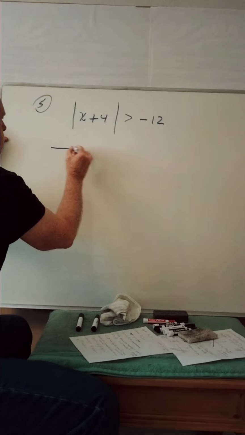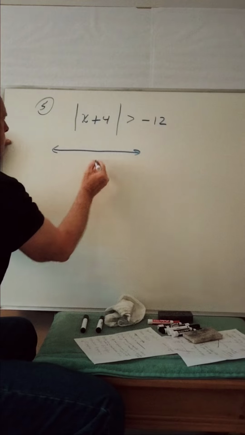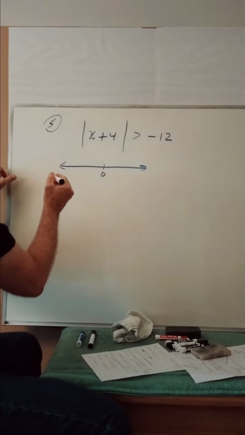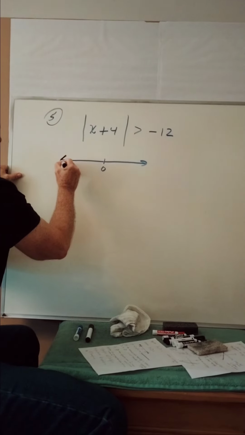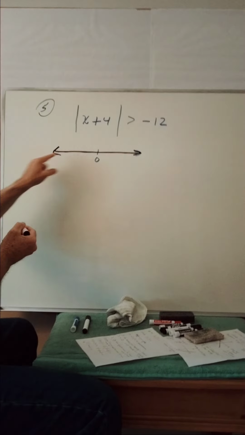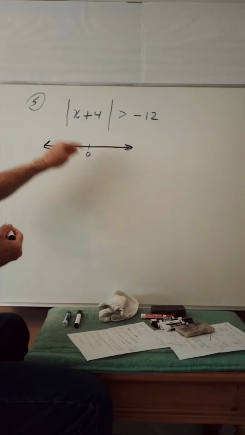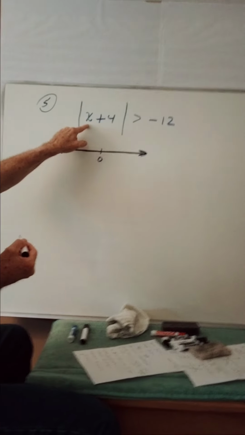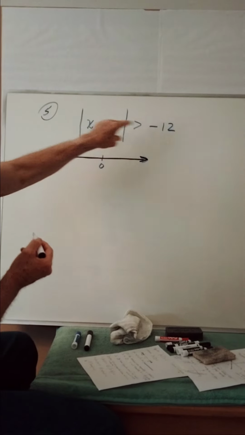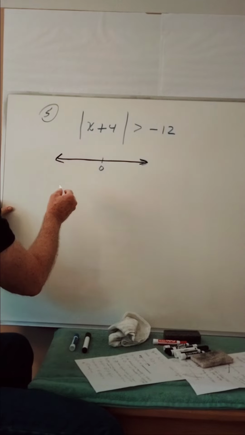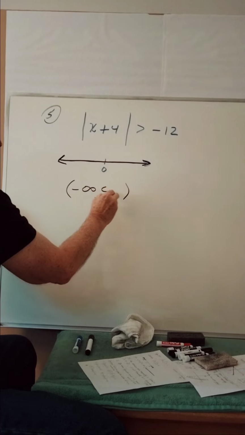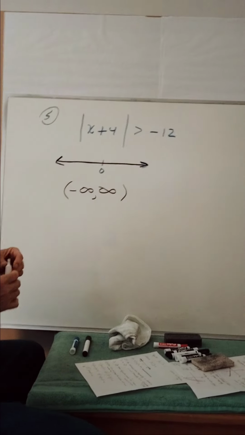The graph for this would be a number line. I'll stick 0 on it. The graph would be every single real number, and the graph for all real numbers is the entire number line shaded. You can substitute any number in there, and its absolute value is going to be positive, and every positive number is greater than negative 12. The interval notation, negative infinity, comma, positive infinity. And there would be the solution to that.